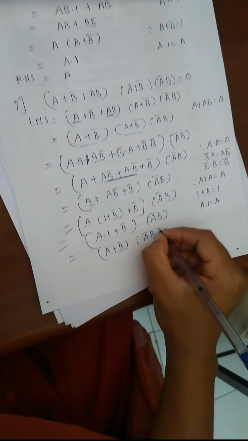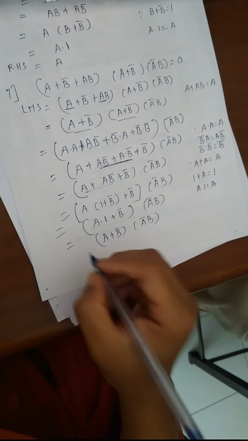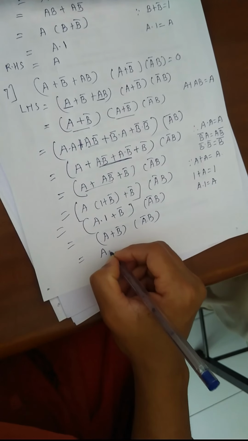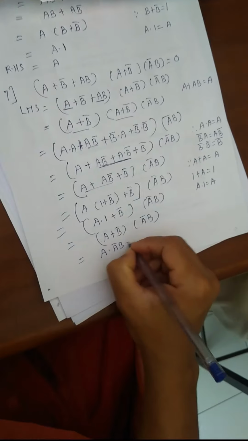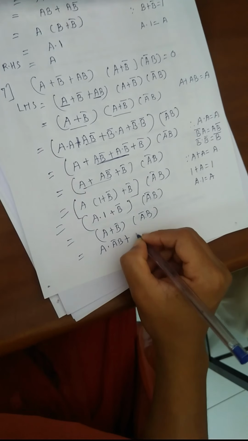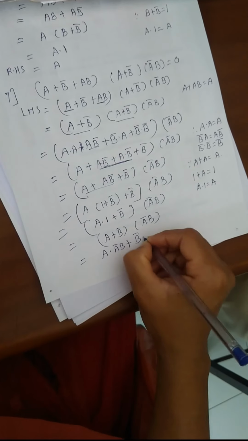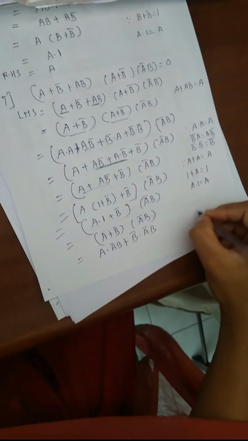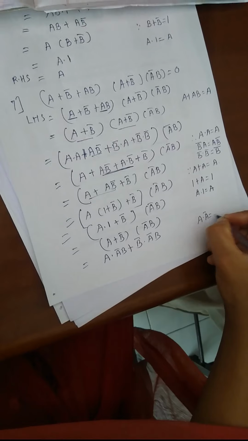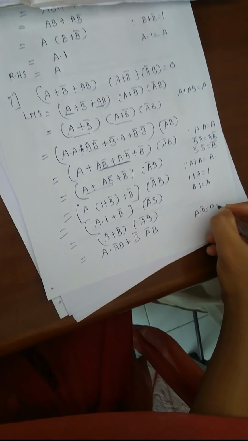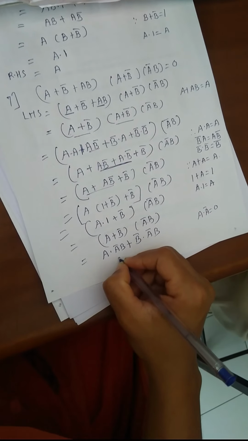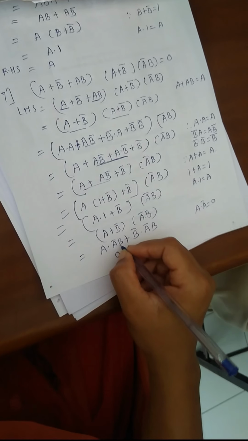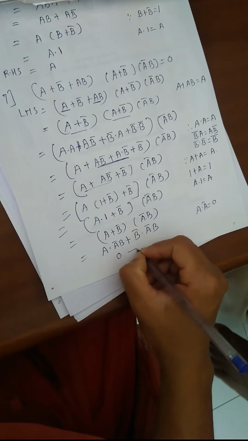So a bar b. This a bar b is multiplied by this bracket, or a is multiplied to this. This term is a into a bar b plus b bar into a bar b. So a into a bar is equal to 0, by that law and law. So this term total is 0. This a into a bar is 0, so 0 into b multiplied by 0 is 0.